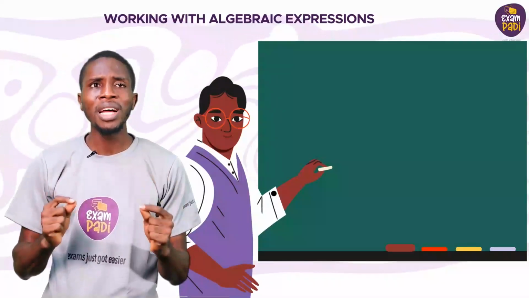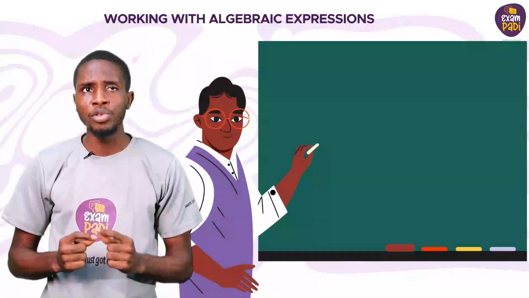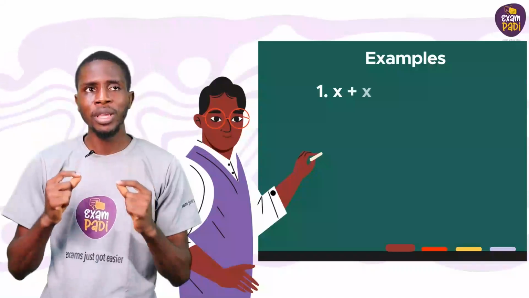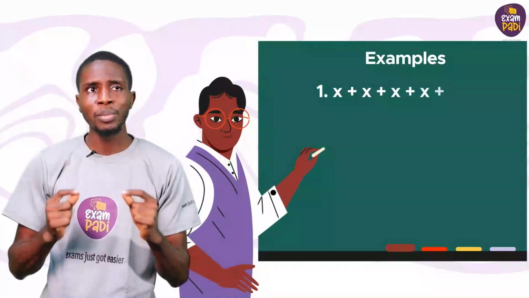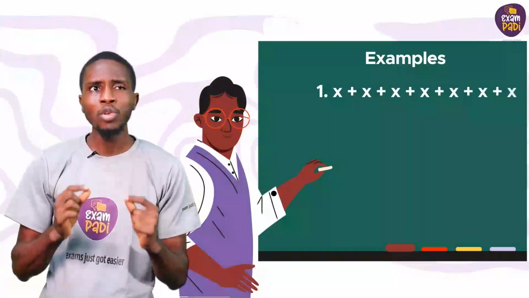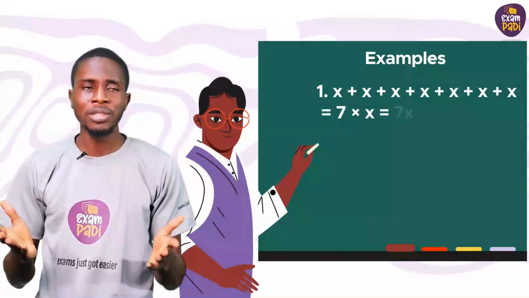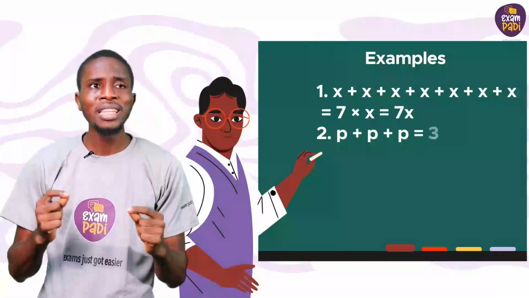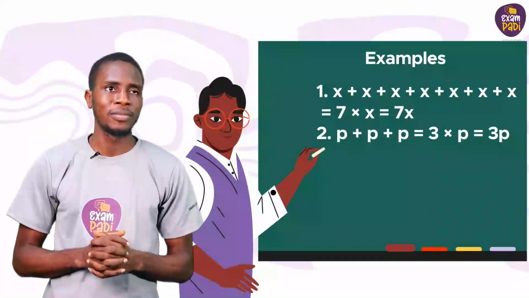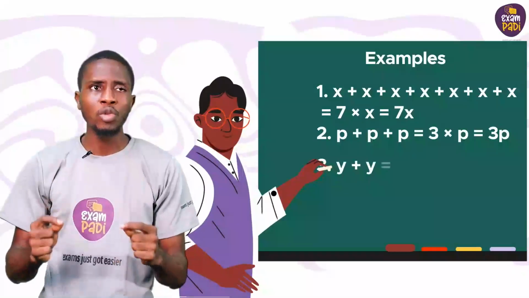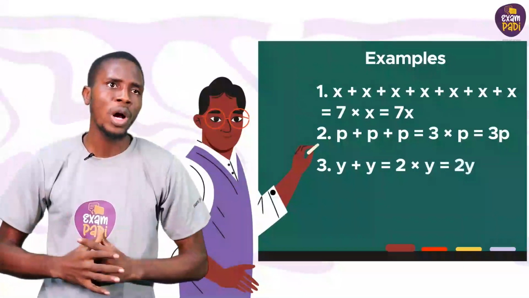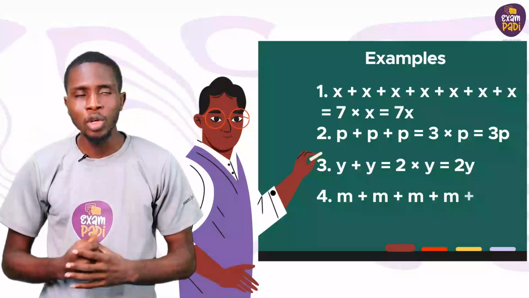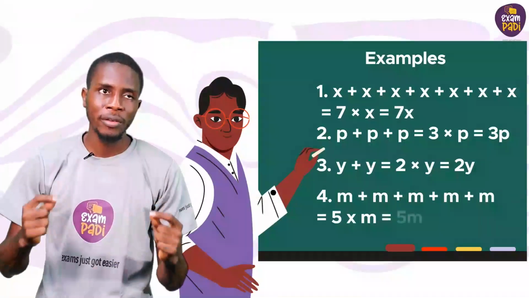However, remember that in algebra, a letter or variable replaces a number. For example, 1. x plus x plus x plus x plus x plus x plus x equals 7 times x, which gives us 7x. 2. p plus p plus p equals 3 times p, which equals 3p. 3. y plus y equals 2 times y, which gives us 2y. And 4. m plus m plus m plus m plus m equals 5 times m, which gives us 5m.